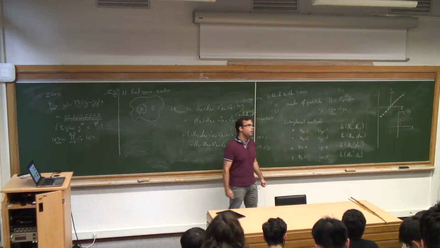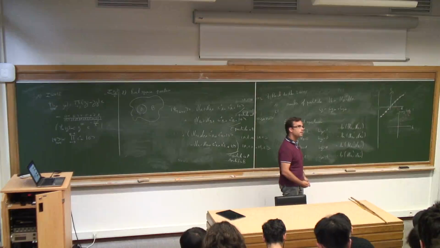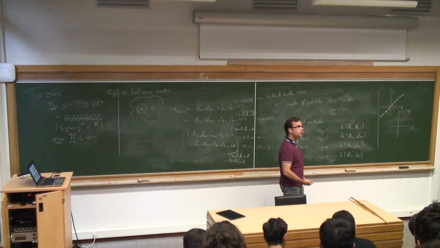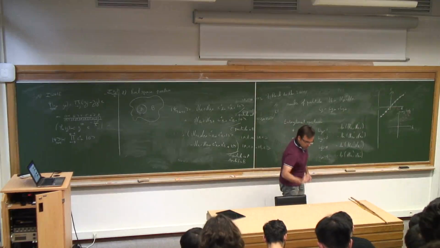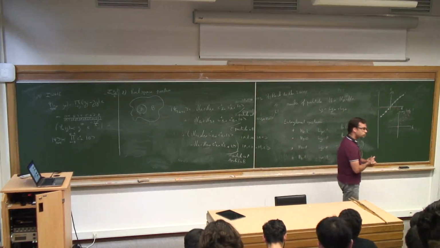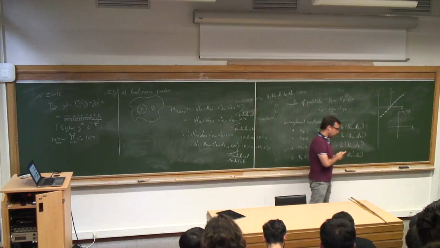Yeah? Is there any way to see that these numbers are gauge independent? Because you heavily rely on the gauge you chose. I can take a different gauge and probably get different numbers.